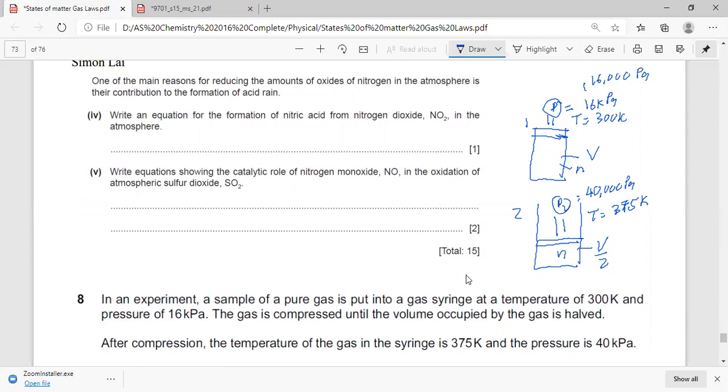So to see whether it's ideal or not, very simple. What you've got to do is to calculate, remember, PV equals nRT. So n is the same, R is the same, so nR is equal to what? PV over T. So what is it equal to? Count it out. 16,000 times V, over the temperature, which is 300.